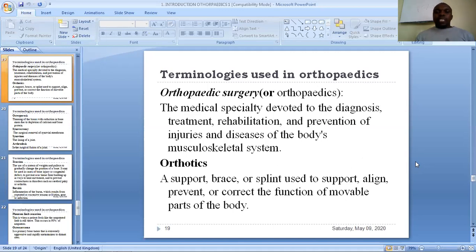What are orthotics? An orthotic is simply a support, brace, or splint used to support, align, prevent or correct the function of movable parts of the bone.